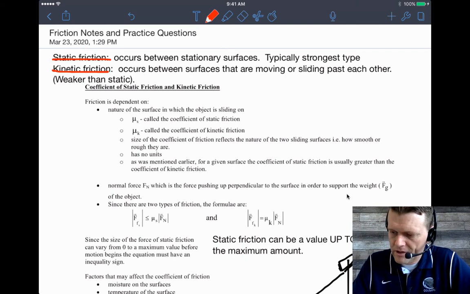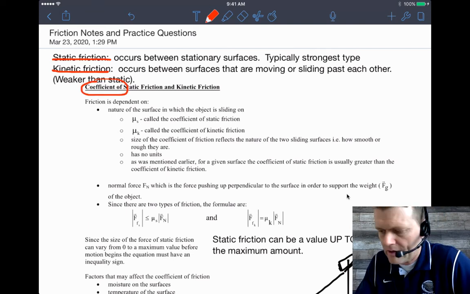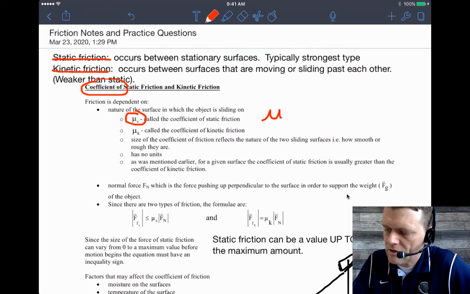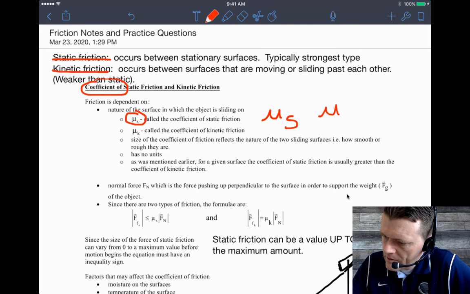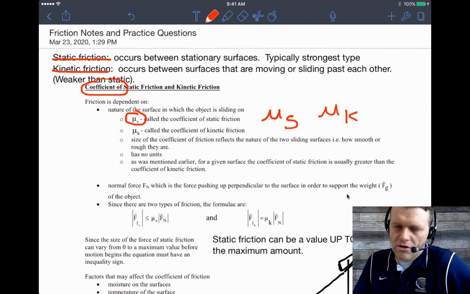In calculating friction, we have to use what's called a coefficient of either static or kinetic friction. The symbol for that is mu. This symbol is a Greek letter in the alphabet. It looks like a U with a tail at the front. We have mu S and mu K. I'm drawing those really big, but you can see them both listed there. It's mu K, not mu SK.